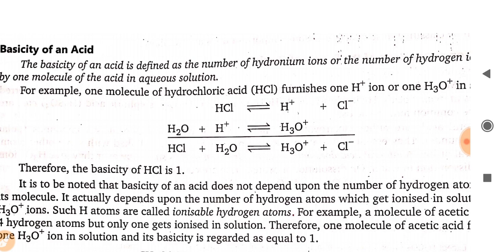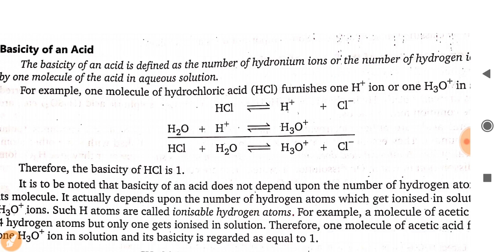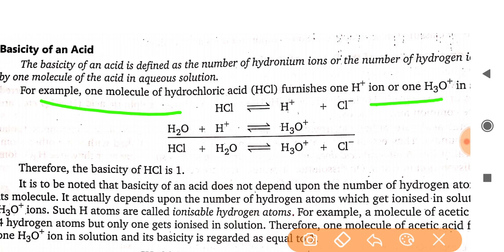Okay, so the basicity of an acid is defined as the number of hydronium ions, or the number of hydrogen ions, furnished by one molecule of an acid in an aqueous solution. Now we go to the example and you will easily understand that. One molecule of hydrochloric acid furnishes one H ion, or one hydrogen ion, in solution. You can see here, when this HCl is dissociated in water, H ion plus Cl ion is formed. Then it reacts with water and forms one hydronium ion.